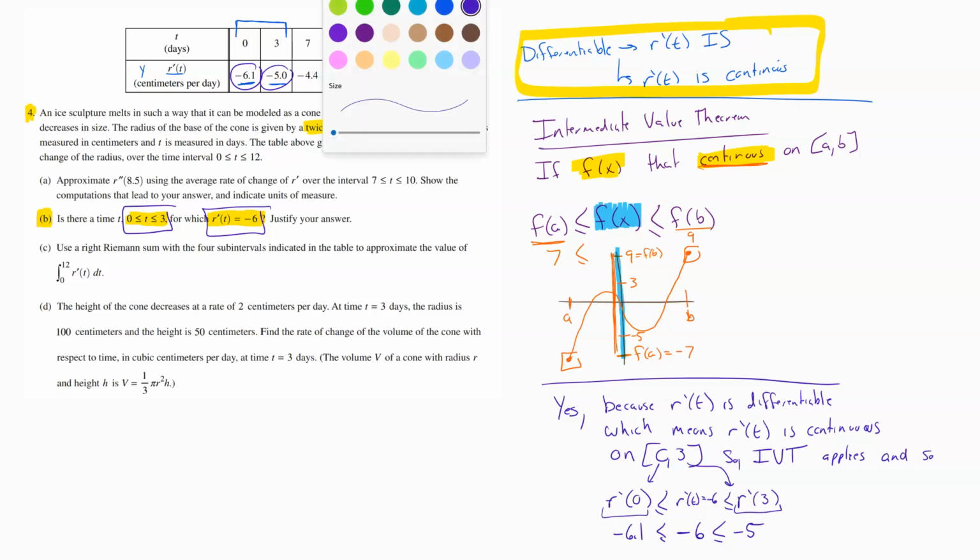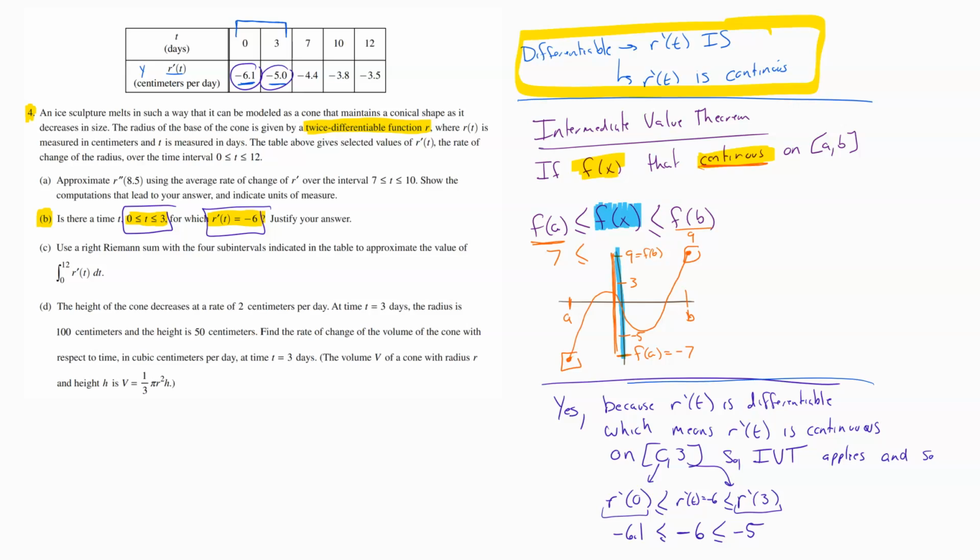They basically are going to give you 1 point on here for telling them that you know that it's differentiable and continuous on your given interval. And then they're going to give you 1 point for talking through the intermediate value theorem portion of this and drawing the proper conclusion that yes, -6 lives between -6.1 and -5, so therefore we know that it has to be there.